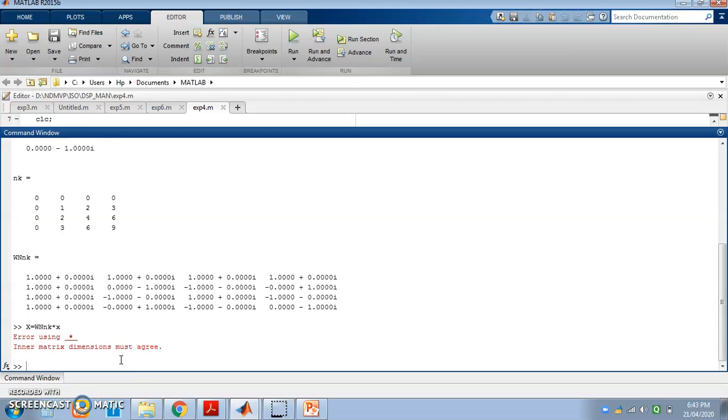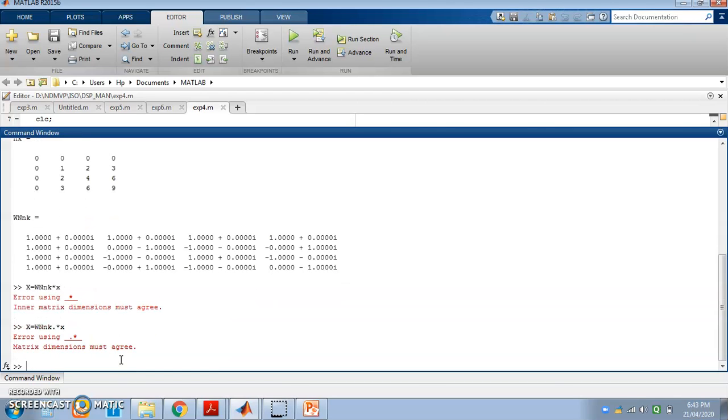So if I enter it, it is showing me an error over here. Why? Because there is some matrix dimension problem. So here if I put a dot star over here, again it is showing me a matrix dimension error. So is there any problem with this matrix multiplication? Yes, there is a problem.